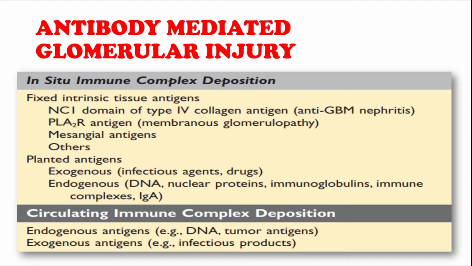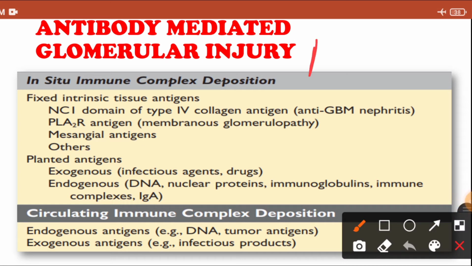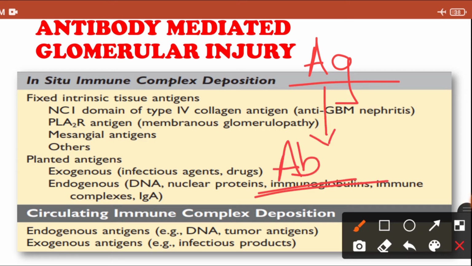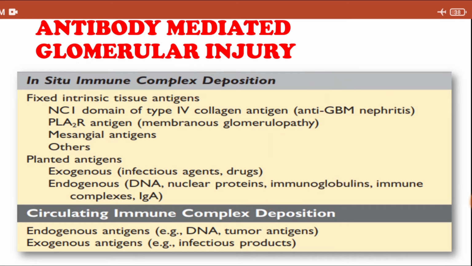First of all, the most common mechanism that leads to glomerular injury is antibody mediated glomerular injury. It is the most common variety. Here, certain substances act as an antigen, and there will be formation of antibody against this antigen. That's why it is antibody mediated glomerular injury. And this antibody will bind with the antigen and form the immune complex, right? So here there is a formation of immune complex.